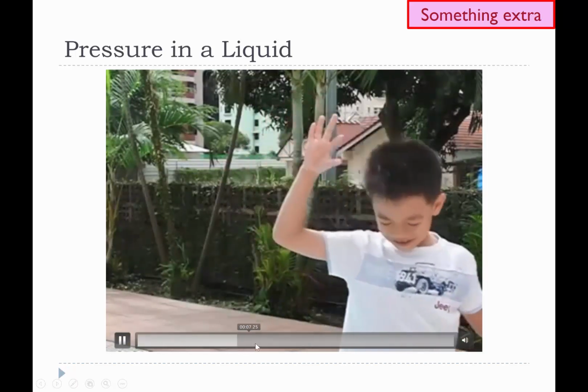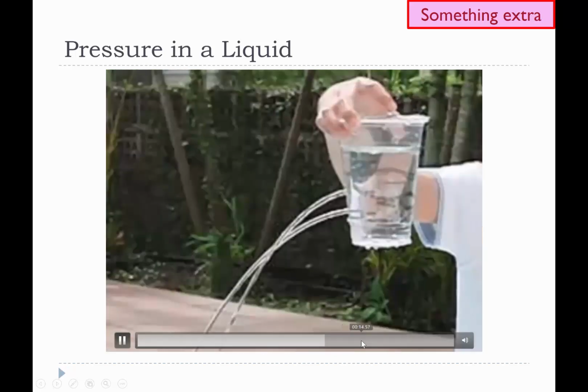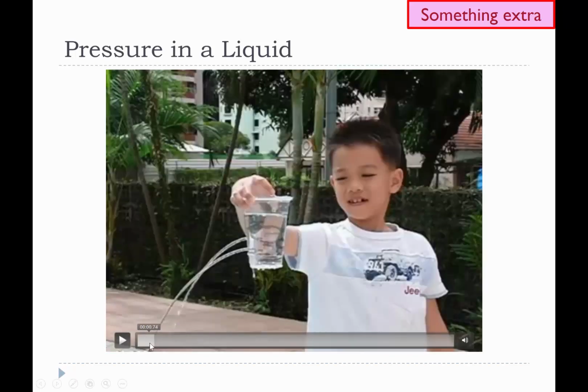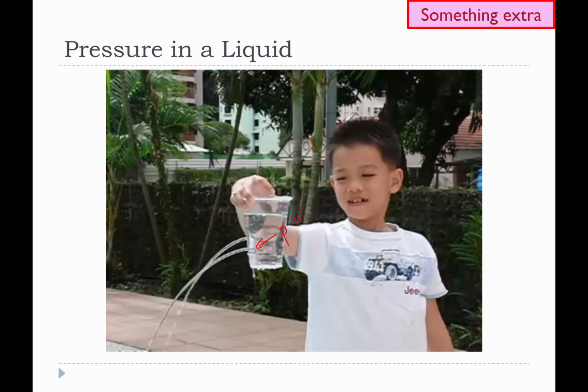That is going to be a slow-mo. You can see that when he drops the water cup, there is no water being shot out from the water cup anymore. And guess what's the reason why? So once again, recall what I mentioned just now. How come this part shoots further away? Because the pressure is higher.